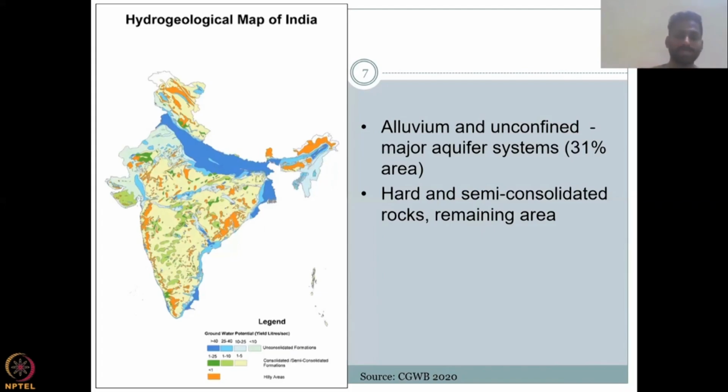So if you go to the central part of India here, where you have the consolidated and semi-consolidated formations, there is a lot of lag in the recharge time, which means you might have a good rainfall year and good water availability. However, it takes a longer time for the groundwater to recharge. As a result, you would only see the benefits two or three years later.